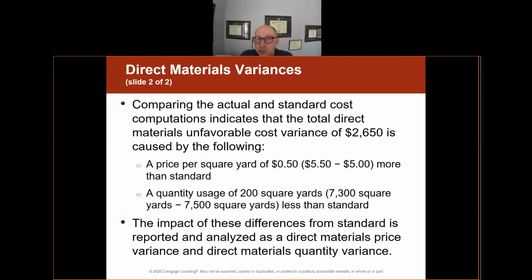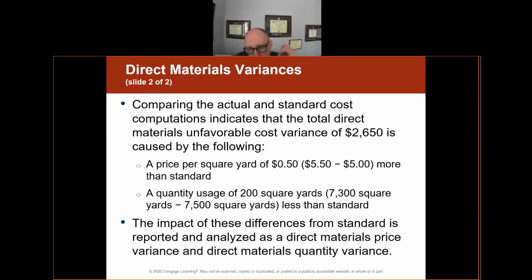And we apply that same concept to direct labor variances. So we can see that the variance per square yard is 50 cents. I actually paid $5.50 per square yard. I budgeted for, or my standard cost is, $5. So actual $5.50, standard $5. That is a variance per square yard of 50 cents.